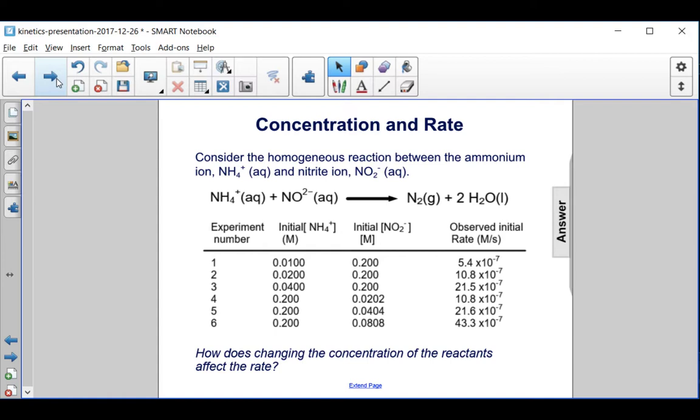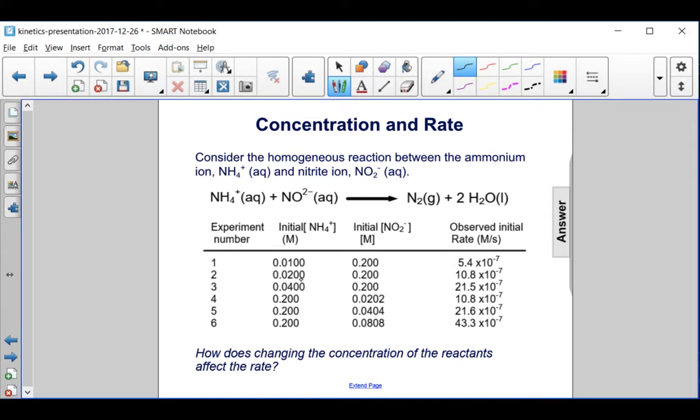So consider the homogeneous reaction between the ammonium ion NH4+ and the nitrite ion NO2- as shown in the reaction below. A series of 6 experiments were carried out, and you can see that the initial concentration of ammonium and the initial concentration of nitrite ion are varied over the experiments. In experiments 4, 5, and 6, the concentration of ammonium is held constant at 0.2 molar, while the concentration of NO2- is varied here. In the first 3 experiments, the concentration of NO2- remains constant, while the concentration of NH4+ is varied.